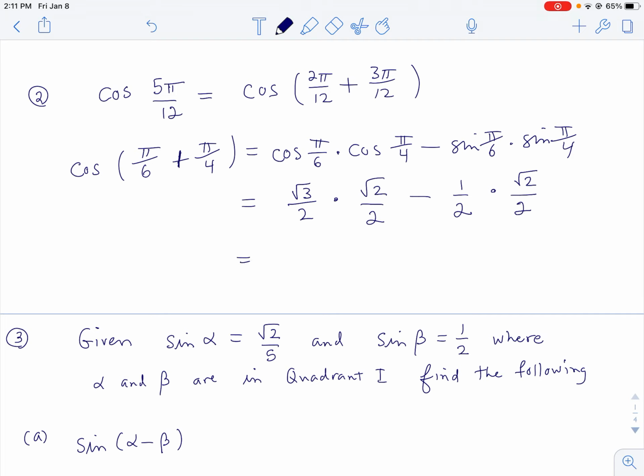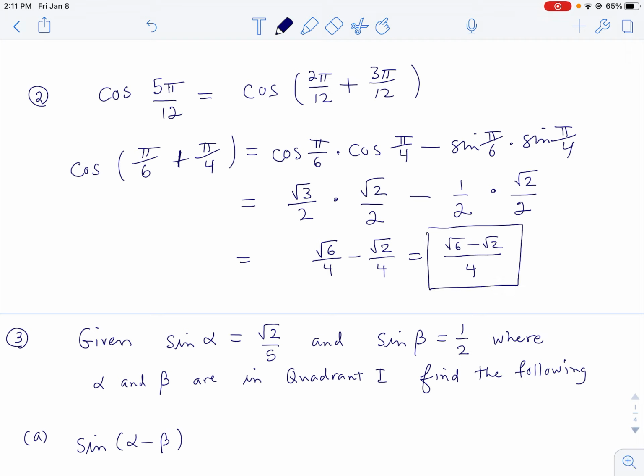And when I multiply those two fractions out, I get the first one, root 6 over 4. And the second fraction, when I take 1/2 times root 2 over 2, I get root 2 over 4, and I get a common denominator, which is always going to happen in these type of problems. I'm going to get root 6 minus root 2, that whole thing over 4.